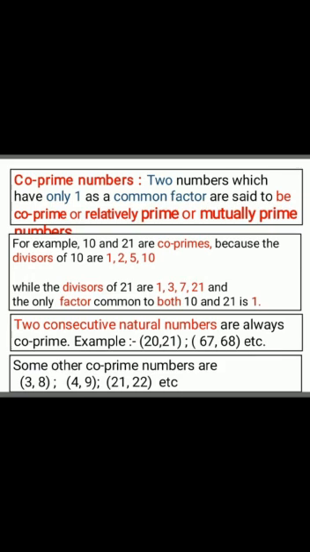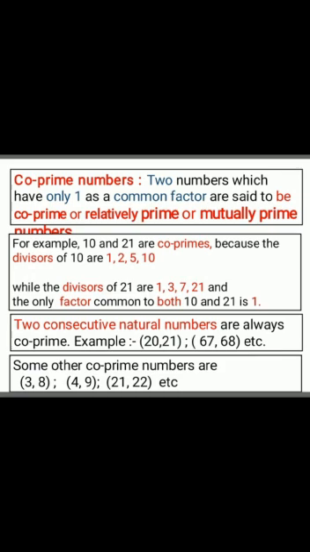Now, some examples of co-prime numbers are 3, 8. Now, what are the divisors of 3? 1 and 3. And what are the divisors of 8? 1, 2, 4 and 8. Now, what is common there? Which number is common? Yes, 1 is the only common factor. So, we can say that 3, 8 are also co-prime numbers.